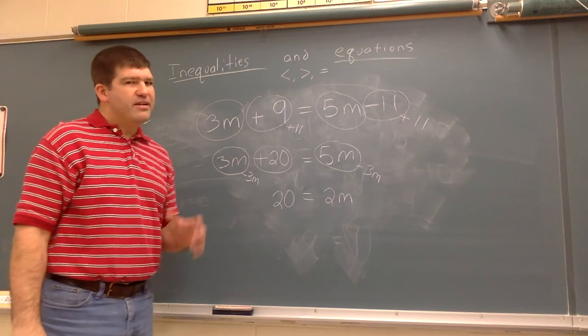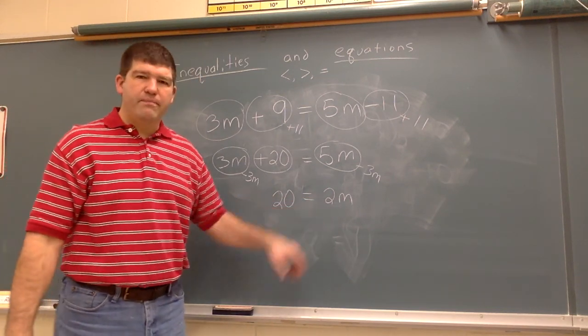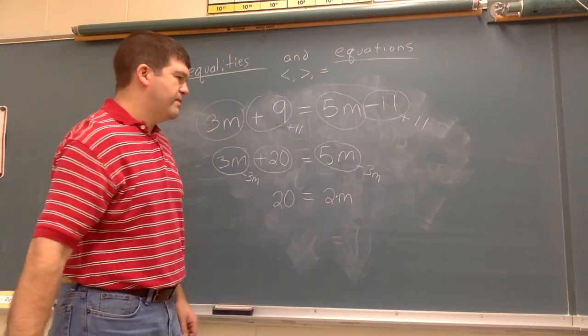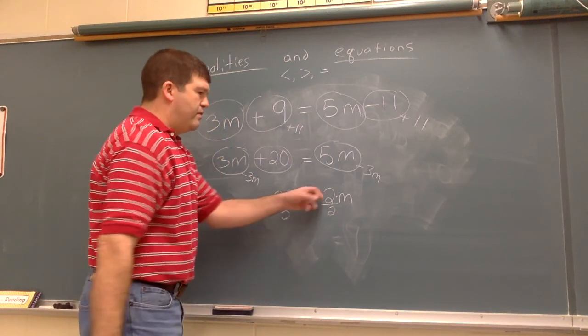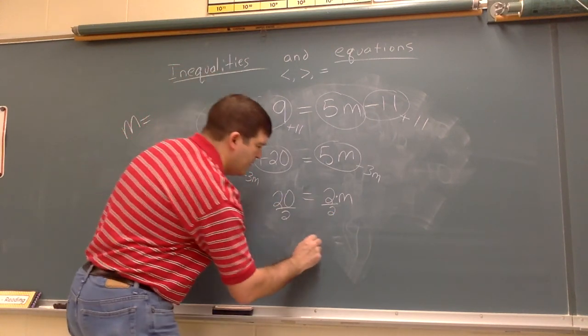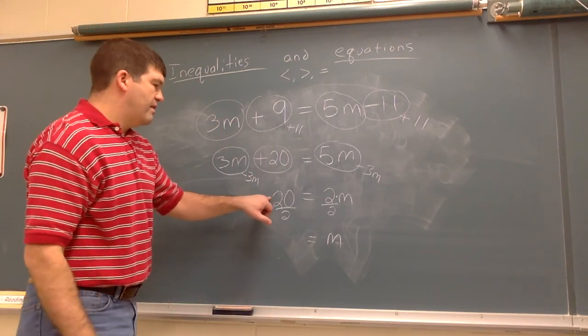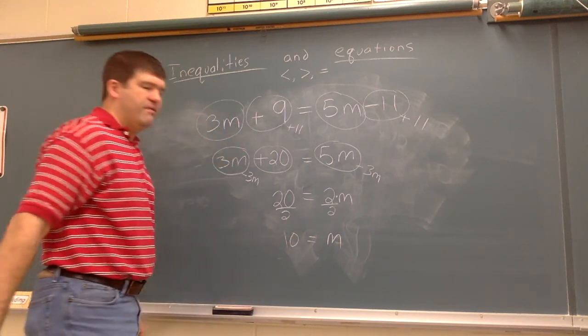Okay, now I'm getting really close to finding out what m is. I have 20 equals 2m. This, 2 times m. Well, I want to get rid of this, so I'm going to divide it by that. 2 divided by 2 leaves me with 1m, or just m. And then 20 divided by 2 equals 10.